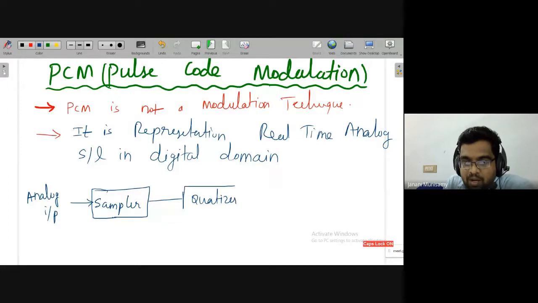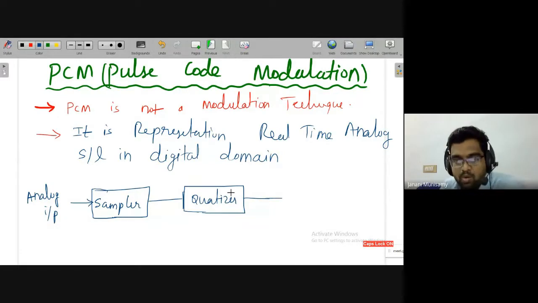So the sampler will do the discrete operation in the time domain. The quantizer will do the discrete operation in the amplitude domain. You know, in an analog signal, time is varying and amplitude is also varying, continuous in nature. So அது வந்து நம்ம discrete மாத்தணும். So time discrete மாத்துறதுக்கு யூஸ் பண்றது sampler, amplitude discrete மாத்துறதுக்கு யூஸ் பண்றது quantizer. So first sampler, then quantizer.